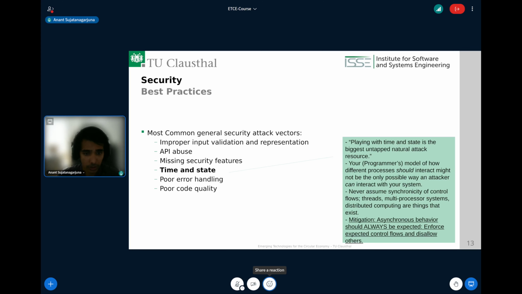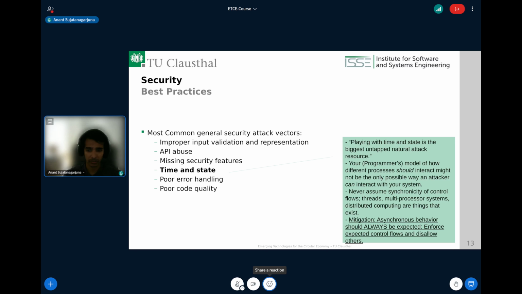Another type of common attack is playing with time and state. In general, when you are a programmer and you try to build some kind of system which is expecting data in a certain order, you can't really rely on the attacker also sending you data in the same form.